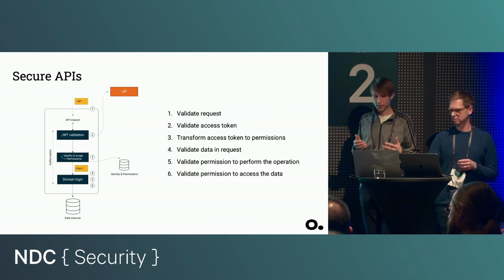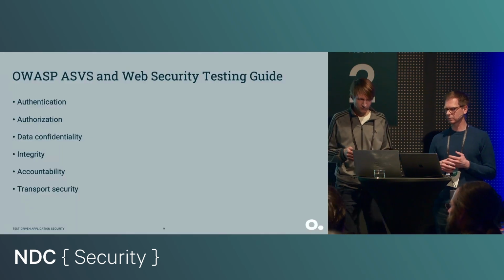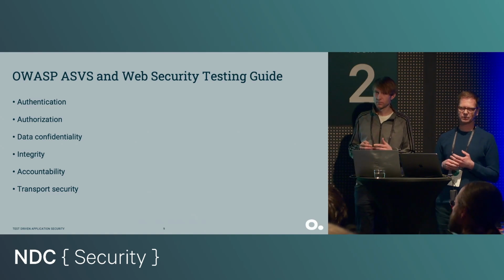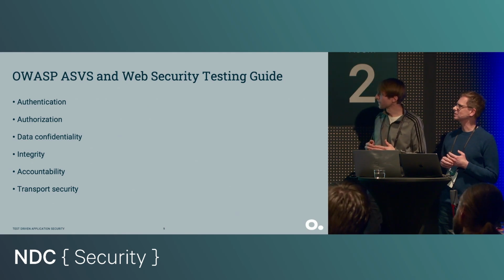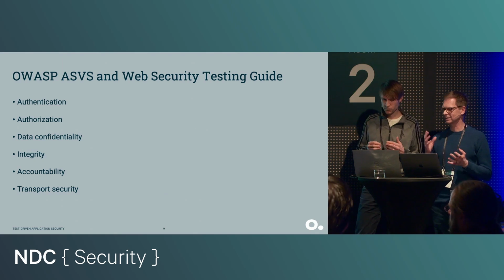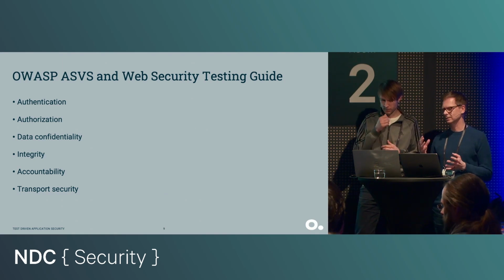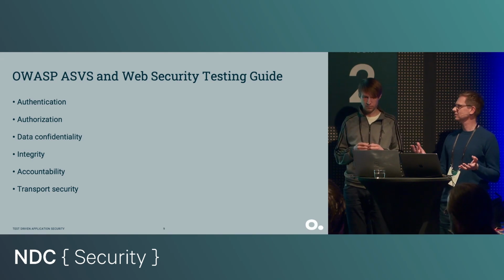So how do we find out what kind of tests we need? A good place to start is, of course, the OWASP ASVS, but we also like the OWASP Web Security Testing Guide. We think that these two resources can be used as a sort of security testing baseline, and that will help us identify test categories.